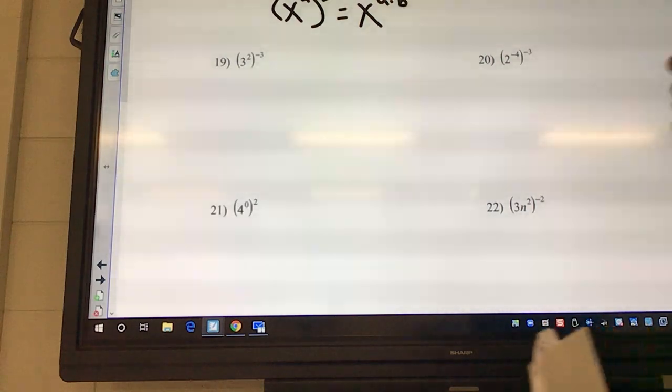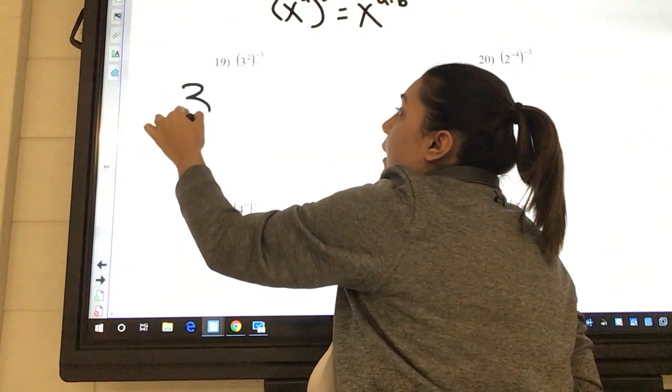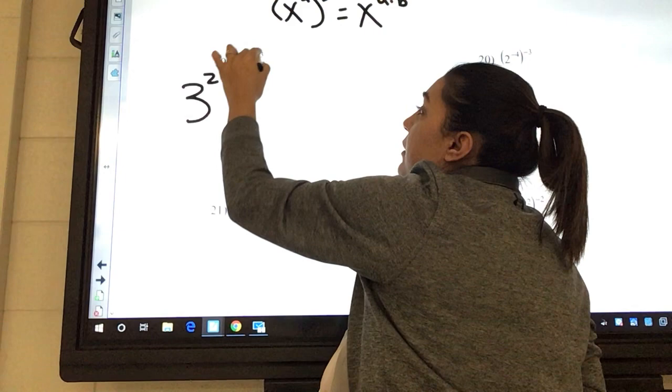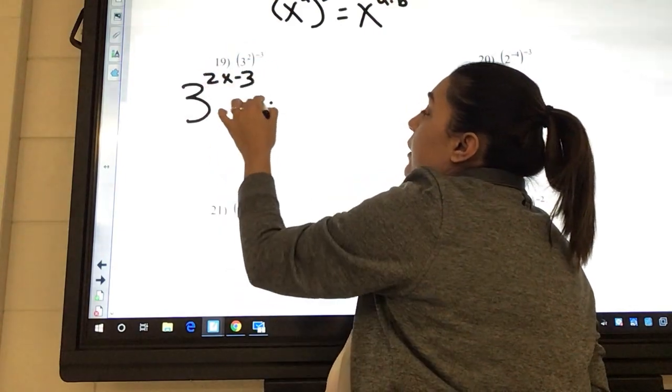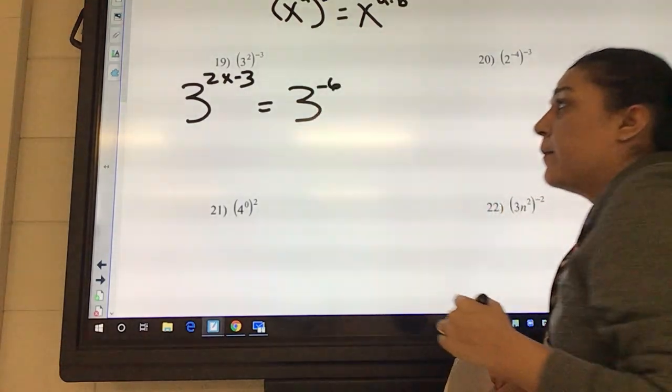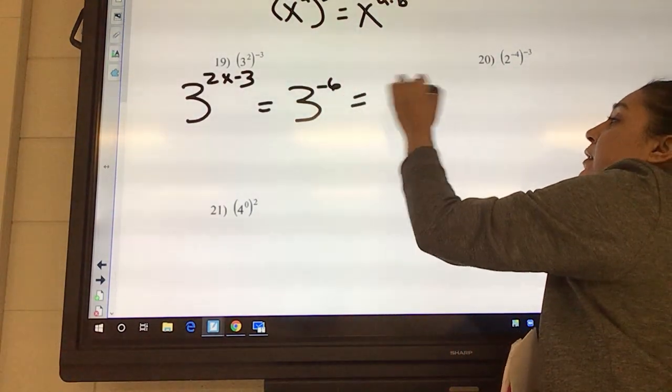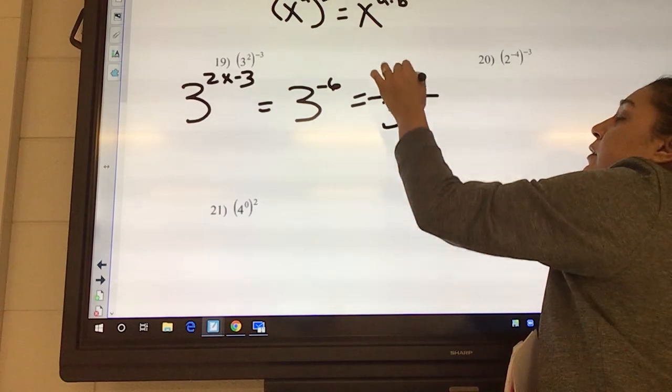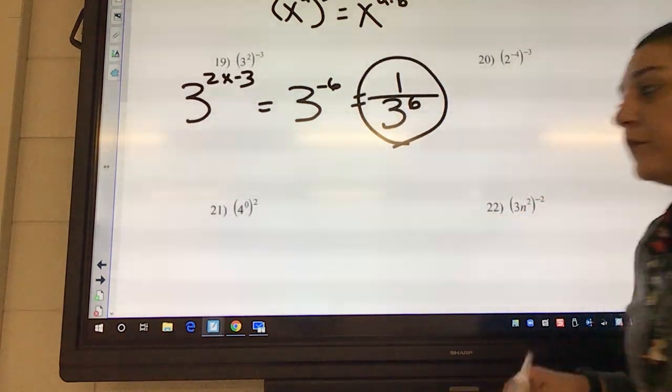Okay, so we are to keep our big number, and it's really gonna be the inside times the little number on the outside, so -3. So it's gonna be 3 to the 2 times 3, which is -6. Okay, well I have negatives and they gotta go on the bottom, so it's gonna be 3 to the 6 and we put it over 1.